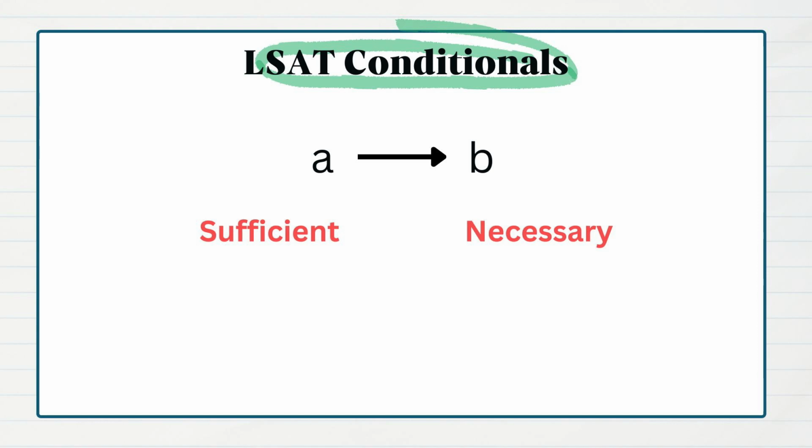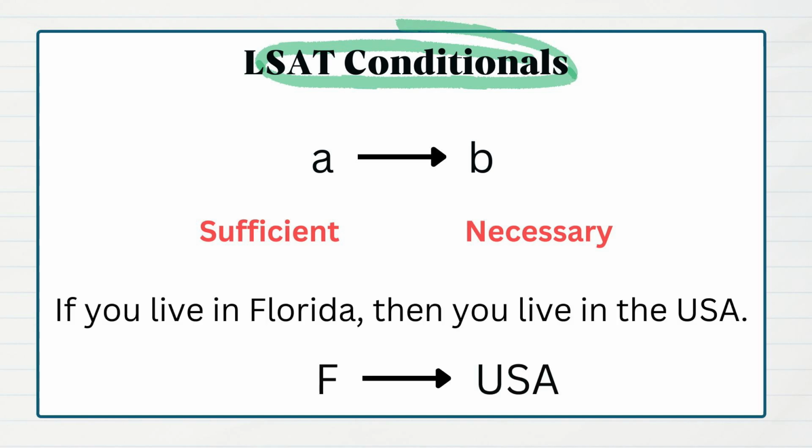And it should be noted that the first half of the conditional, the left-hand side, is always the sufficient, and the right-hand side is always the necessary. So let's look at an example to explain this further. So here it is. If you live in Florida, then you live in the USA. And once again, the left-hand side is sufficient. So Florida is sufficient, and sufficient means it's something that brings about the result.